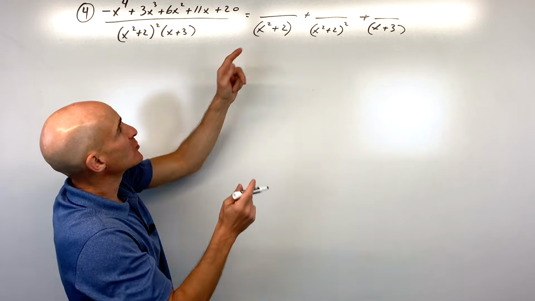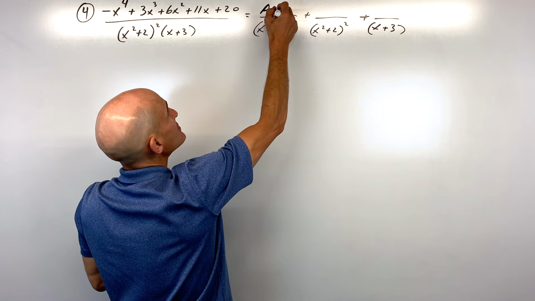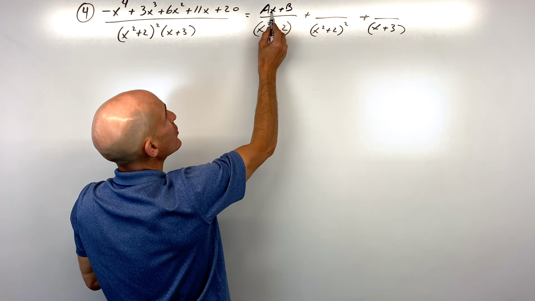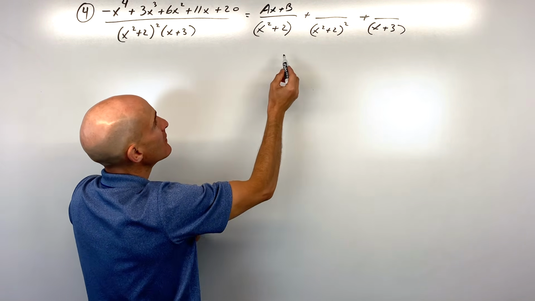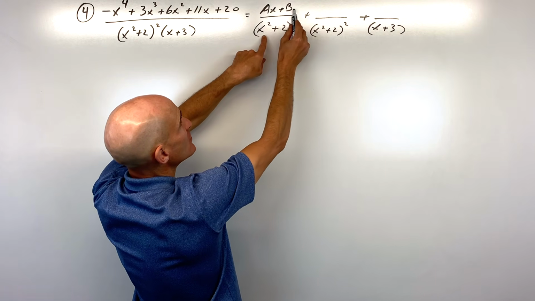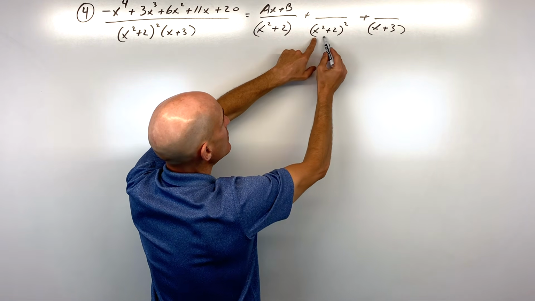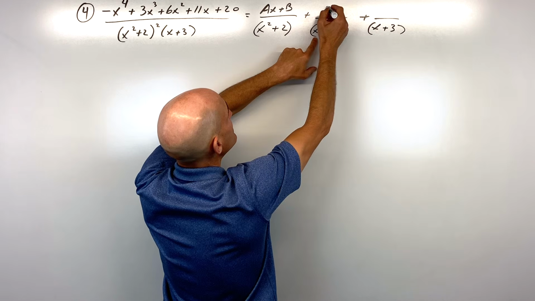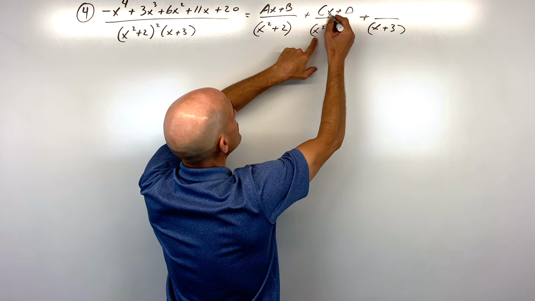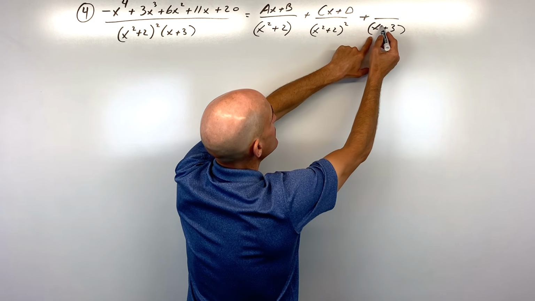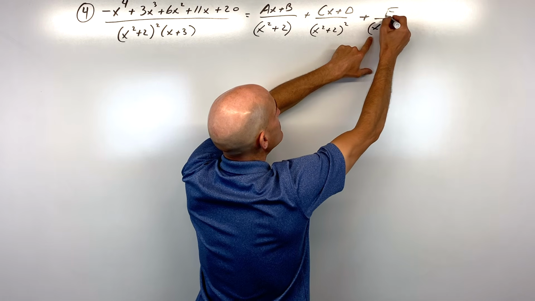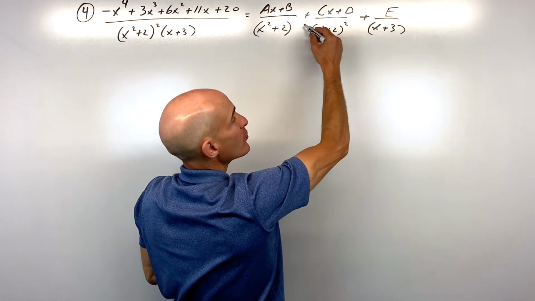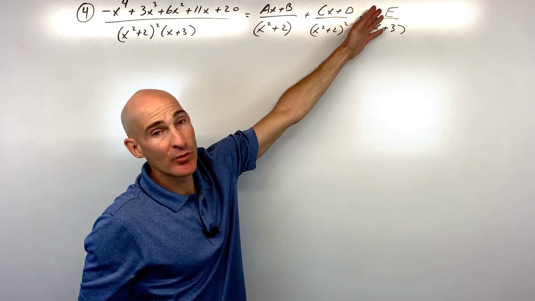Notice how this is 2nd degree, so in our numerator, we want this to be 1 degree lower. So that's why I have ax plus b. If this was a cubic, I'd have to do ax squared plus bx plus c. Same thing here. You take what's on the inside, that's a quadratic, so we want this to be linear, so cx plus d. And then over here, this is linear, x to the 1st. I just want this to be a constant e. Make sure you don't repeat any of your variables here, okay?